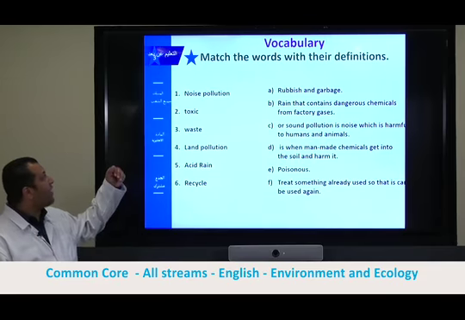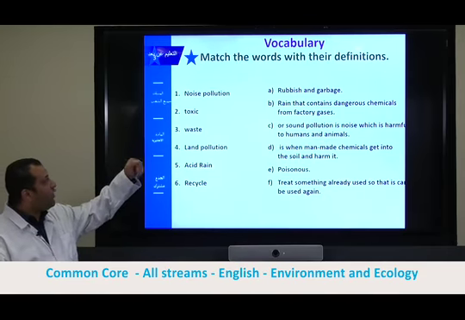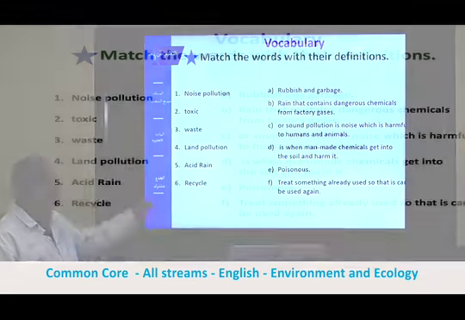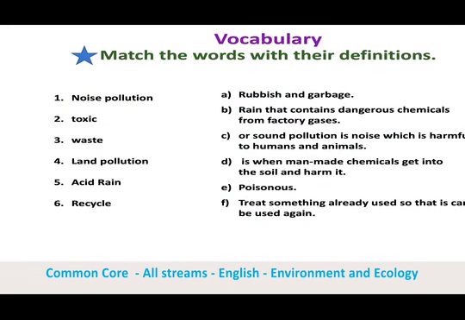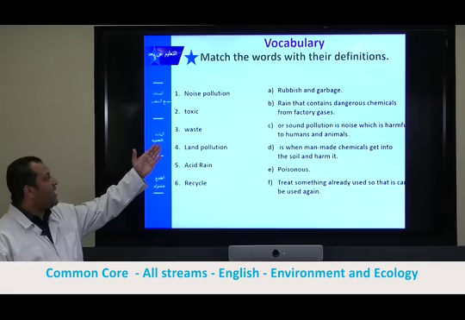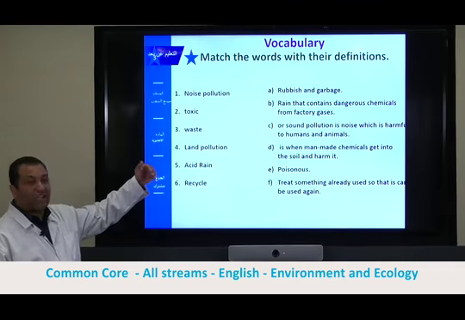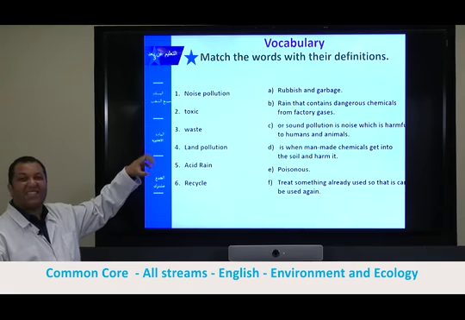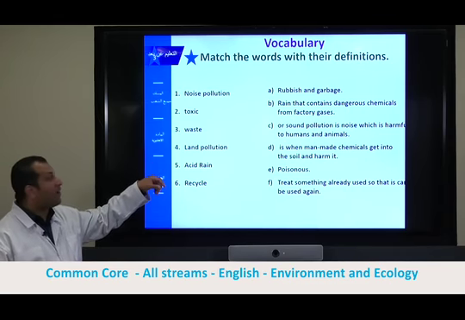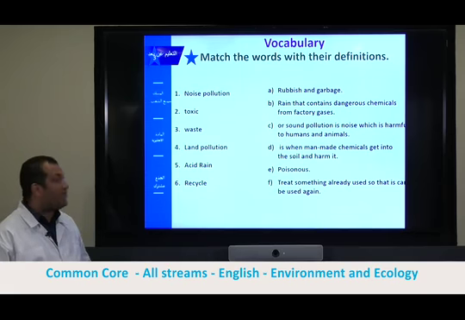We're still with vocabulary. Match the words with their definitions. Let's talk about noise pollution. What is noise pollution? Toxic, waste, land pollution, acid rain, and finally recycle. Let's have the definitions. A, rubbish and garbage. B, rain that contains dangerous chemicals from factory gases.